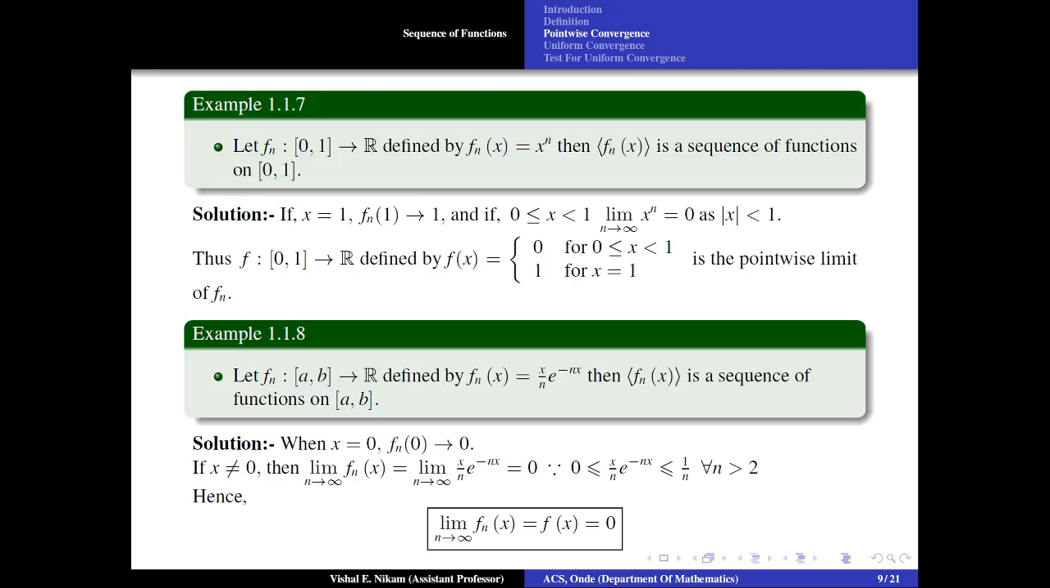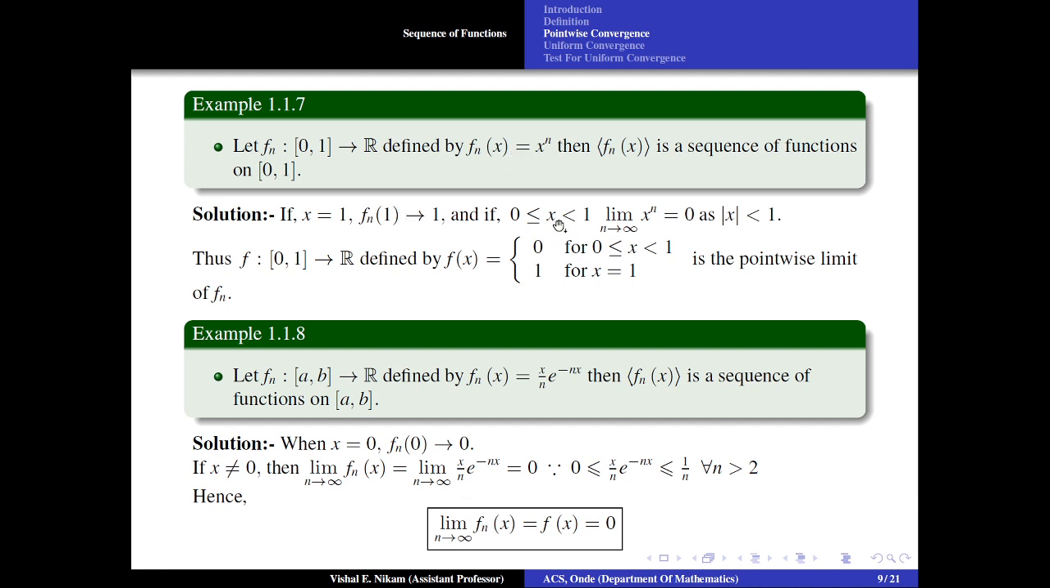So next example, fn of x is equal to x to the power n, defined from 0 comma 1 to R. Let us check what is the pointwise limit of this function. If x is equal to 1, this is 1 to the power n. This is a constant sequence. fn of 1 is equal to 1. That is, limit as n tends to infinity, fn of 1 also tends to 1.